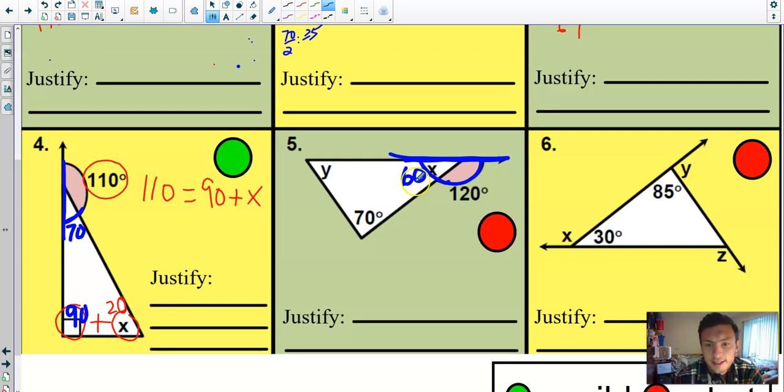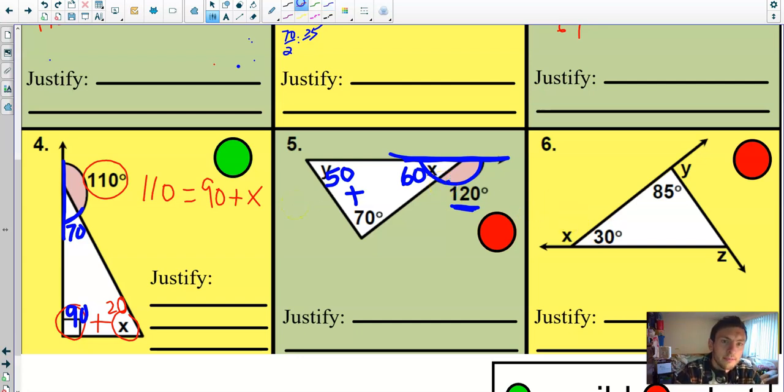And now once I know that this is 60, these two angles together add up to 130. 180 minus 130 will give me y, which is 50. I can check that. 70 plus 60 plus 50 is 180, so that's correct. Also, if you notice, the exterior angle is 120, and 50 plus 70 is 120, so that's another way to check your answer. Let's look at number 6.